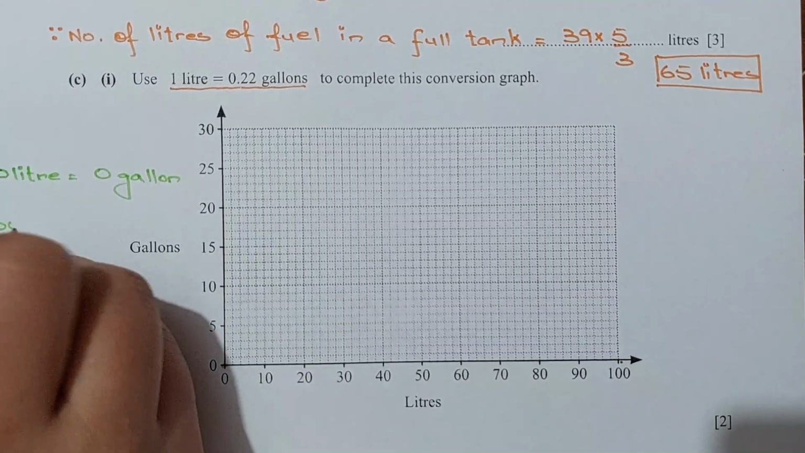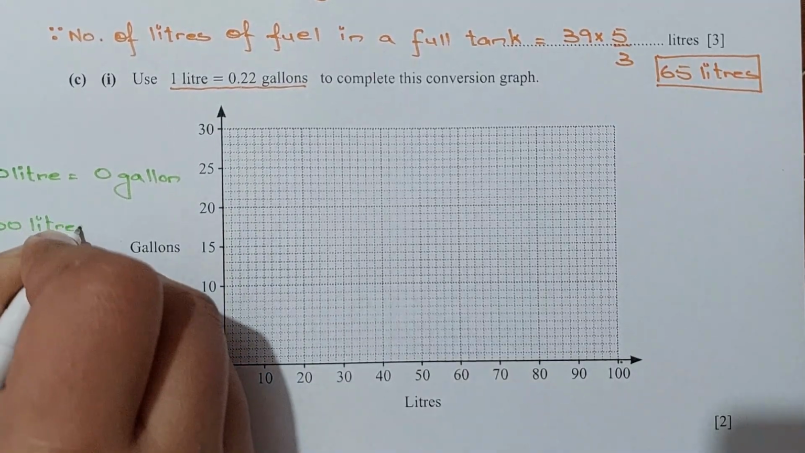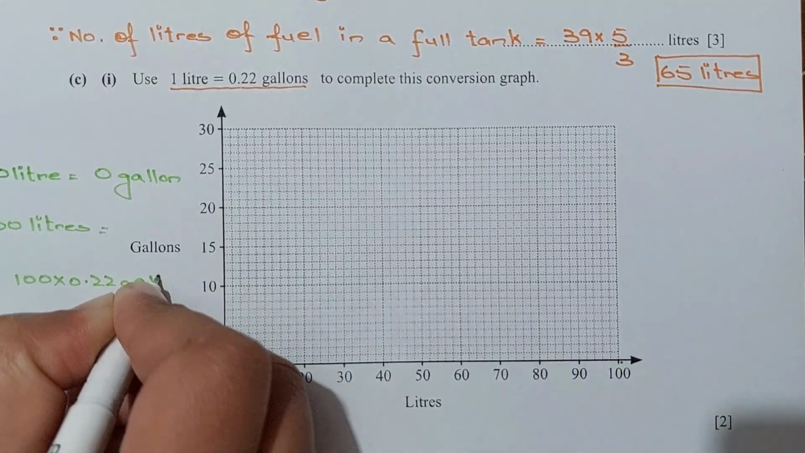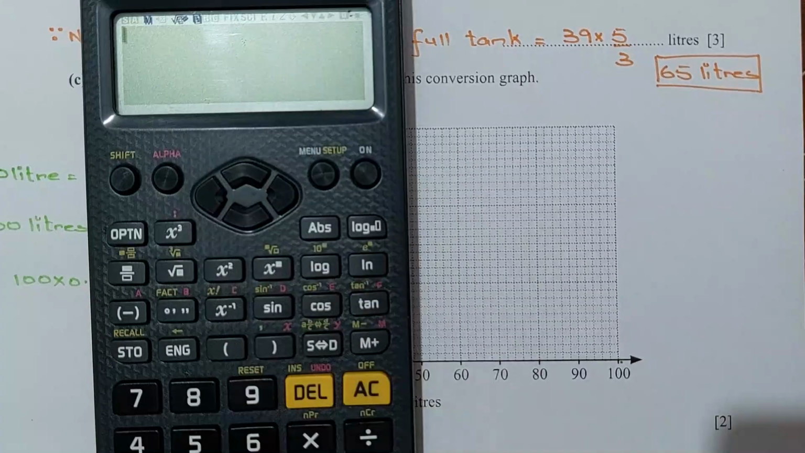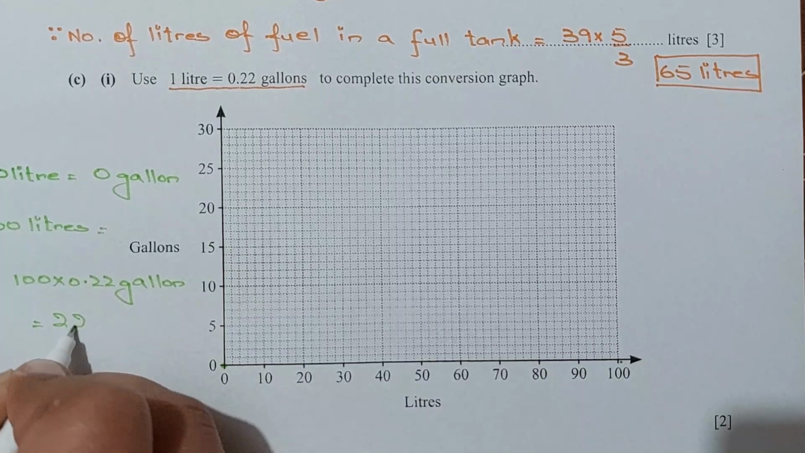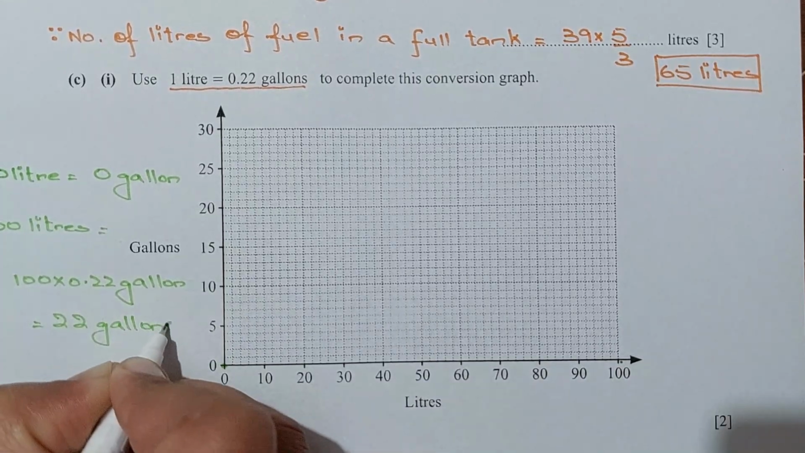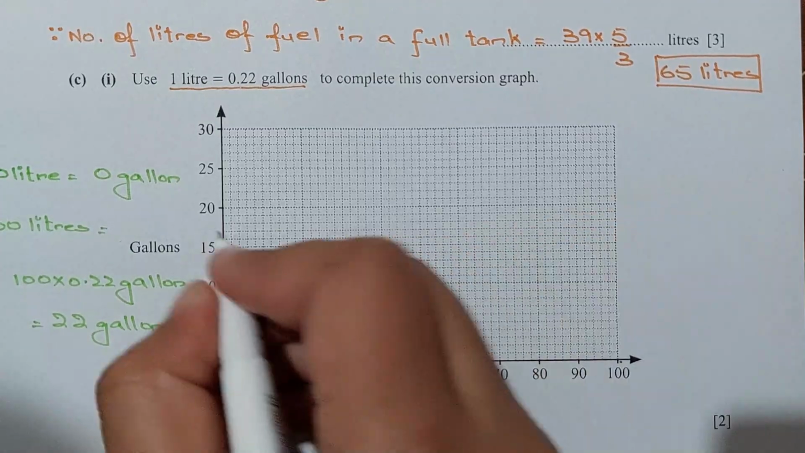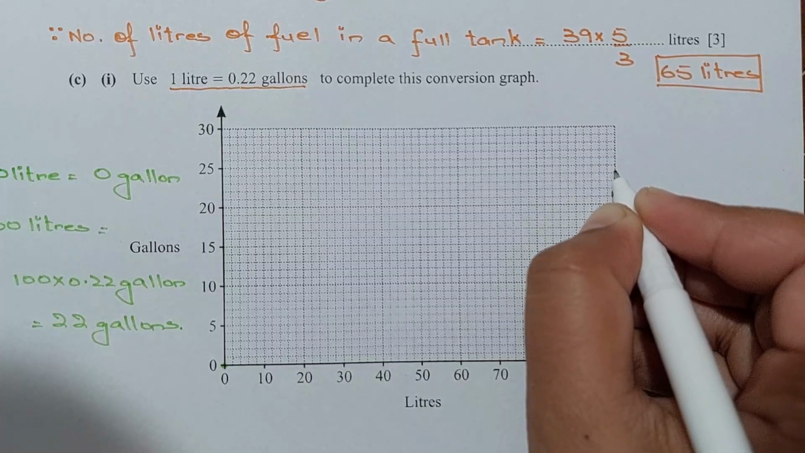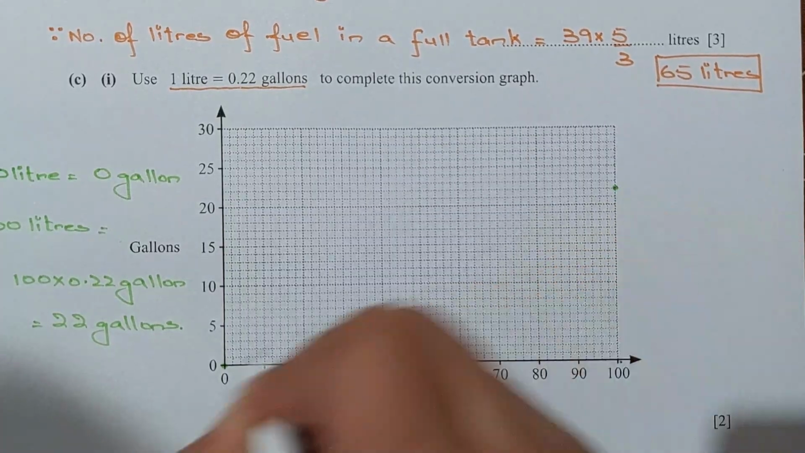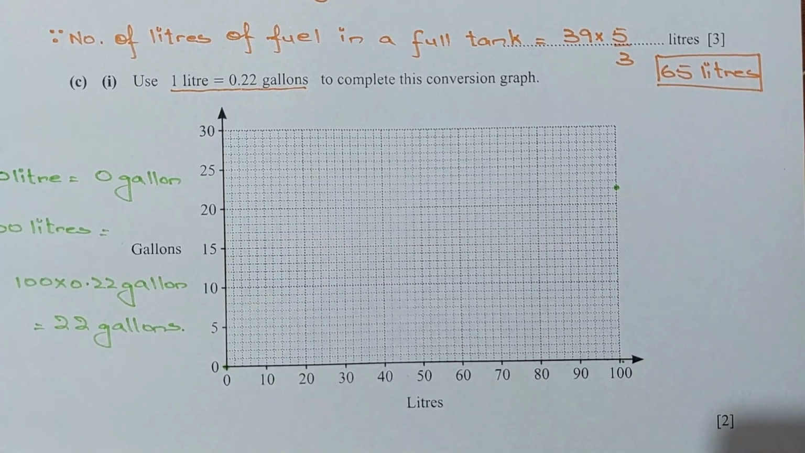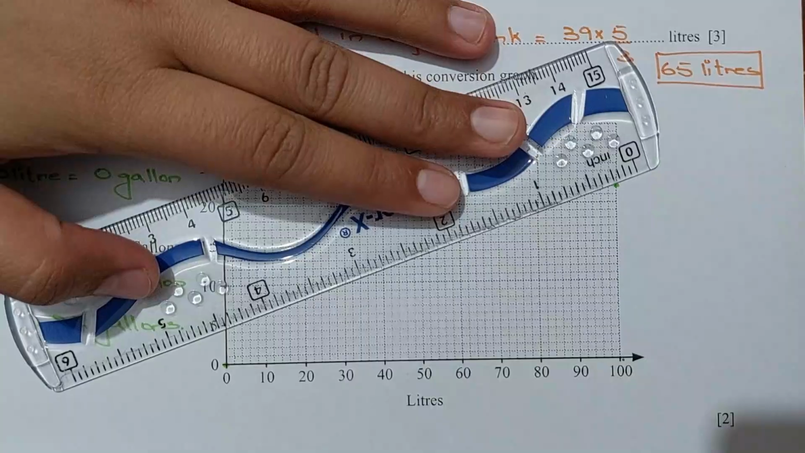If we work for 100 liters, what would be the answer? 100 times 0.22 gallon. This is going to be 100 times 0.22, which is 22 gallons. So this is a straight line graph. Let me draw the straight line.